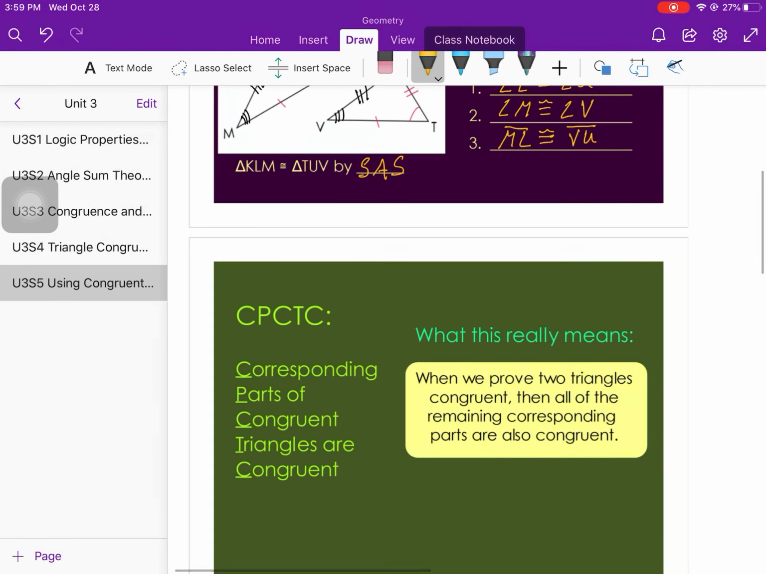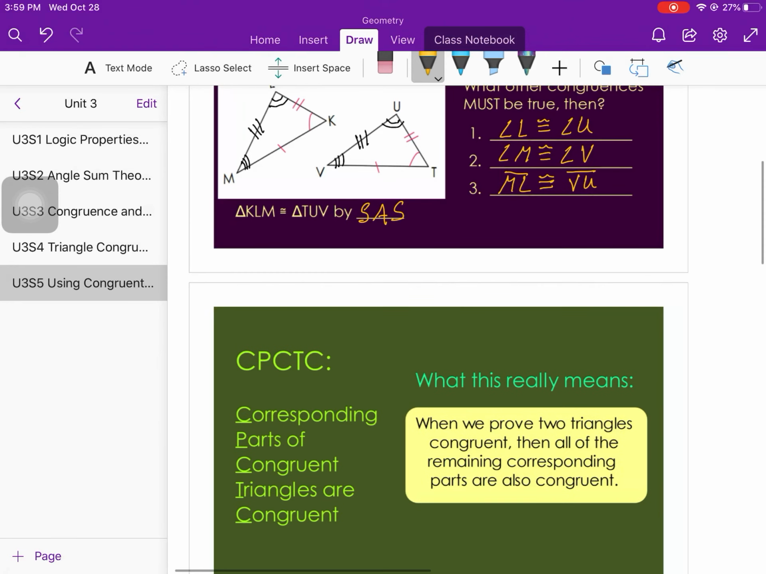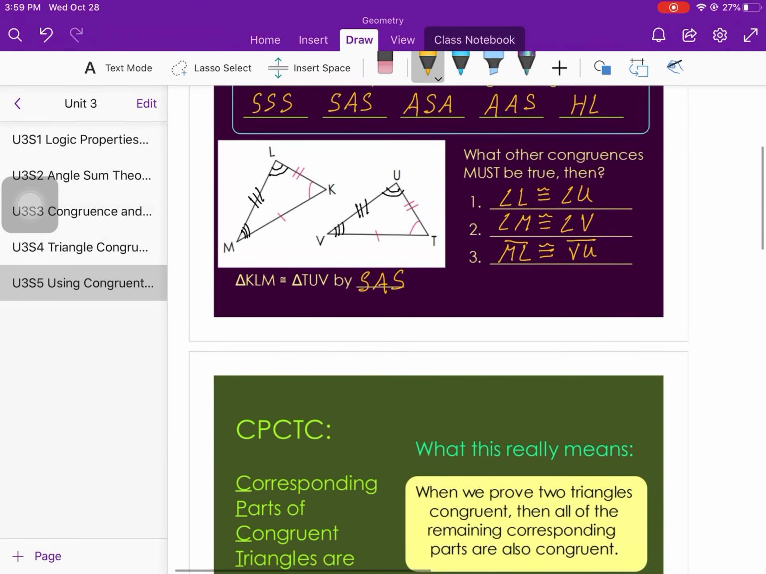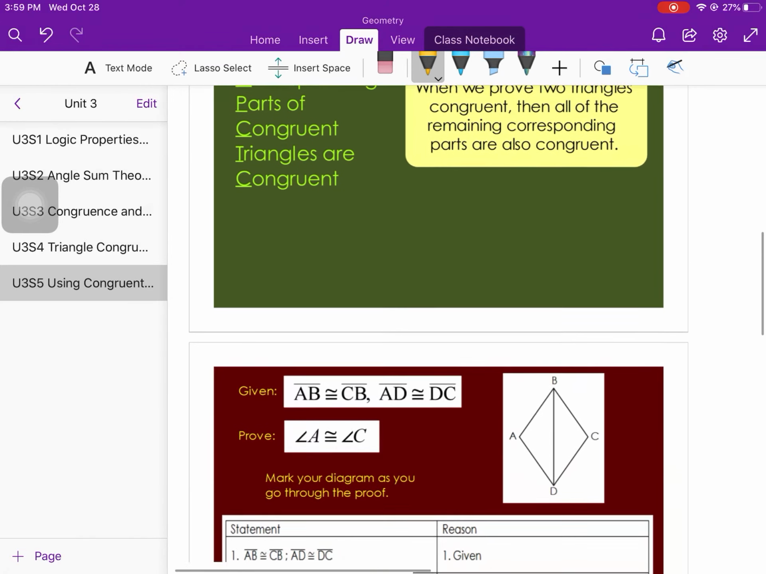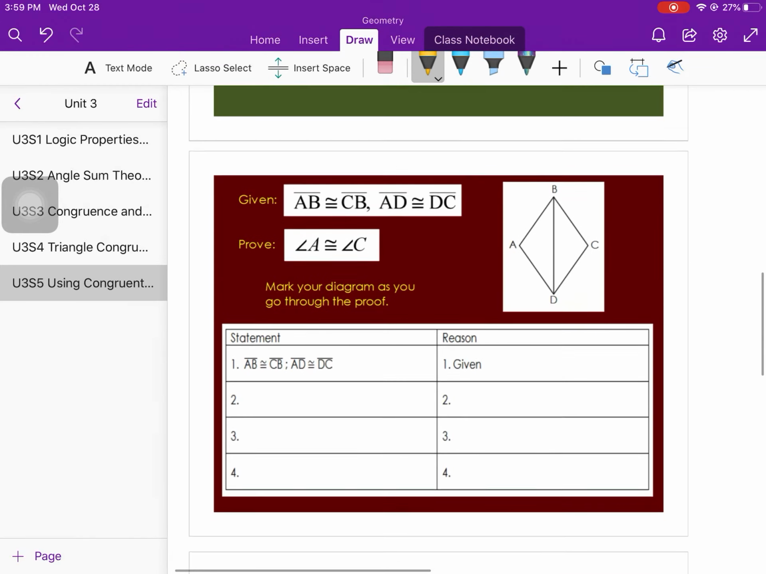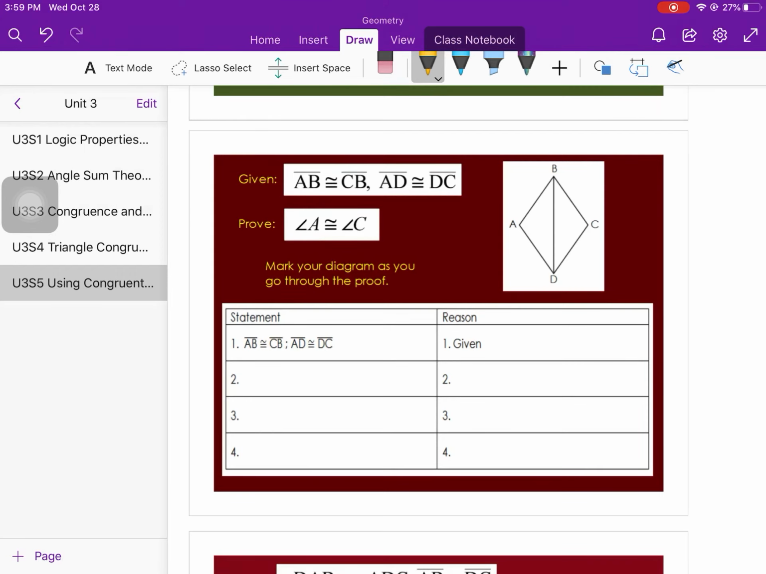It's a fun acronym. Corresponding parts of congruent triangles are congruent. So after we prove two triangles congruent, then all of the remaining corresponding parts have to be congruent. Otherwise, they wouldn't be congruent triangles if it's only three parts that are congruent. So let's go ahead and try this, and I'm going to show you how we use this.